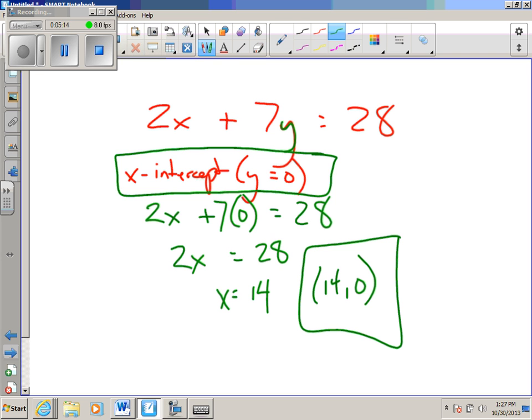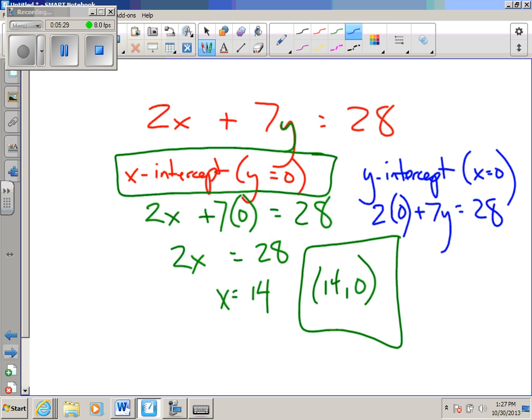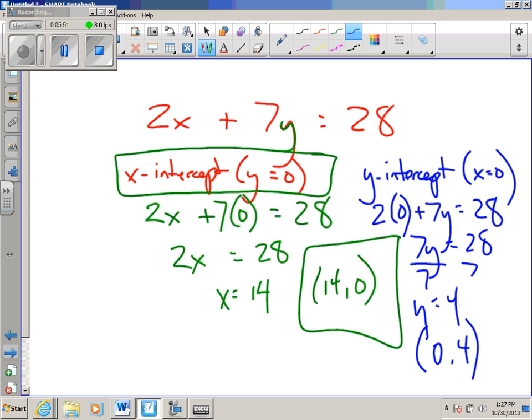Okay. How would I find the y-intercept? And that is when x equals 0. So let's go ahead and do that. Instead of putting the 0 for y, I put it for x this time because that's how I find my y-intercept. Therefore, that really ends up giving us 7y equals 28, and y would be 4. So we would have, for the coordinates here, 0, 4.